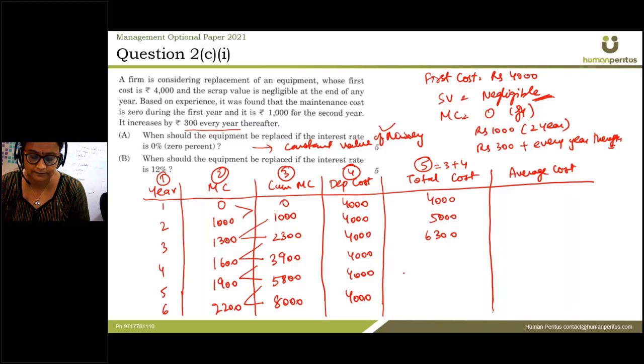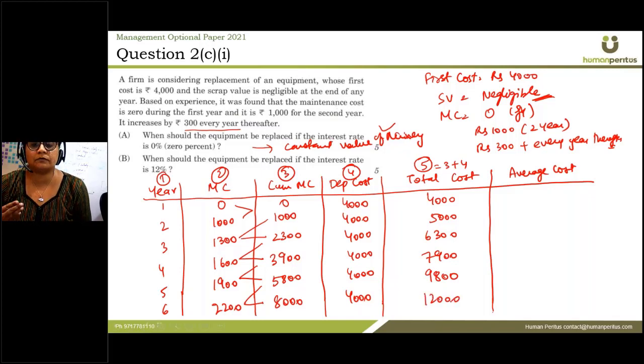4000 plus 3900 is 7900. And then 4000 plus 5800 is my 9800. 8000 plus 4000 is 12000.